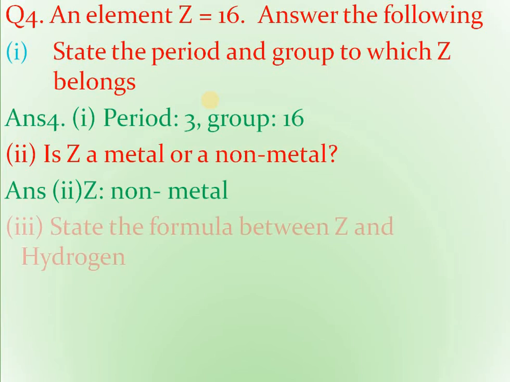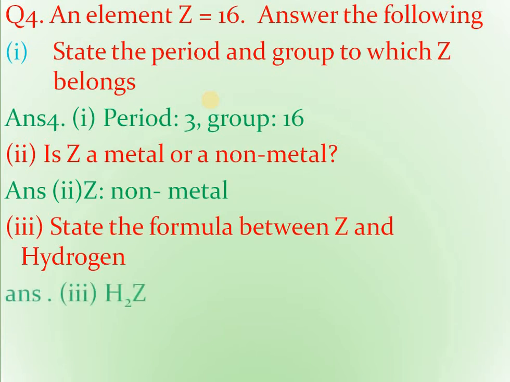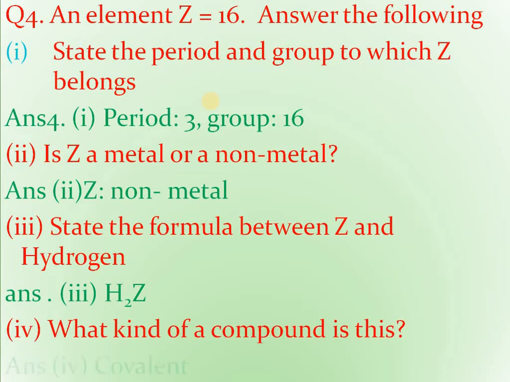Now the next question is the formula between Z and hydrogen. Z is a non-metal and hydrogen is there. So we have to check which will form the positive valency. Hydrogen will have positive valency of 1, and this Z will have valency of 2. So cross multiply: H2Z. You should not write ZH2, then it will be wrong and you will not get the marks, because the cation comes first. What kind of compound is it? It is a covalent compound, and if you look further, it can be a polar covalent compound.